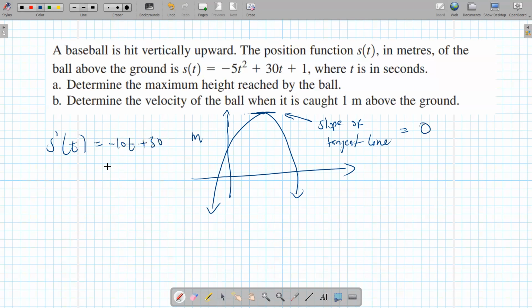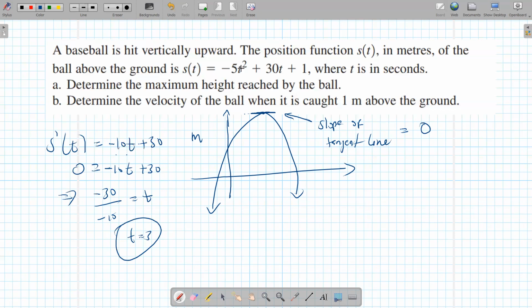But then we're trying to find what's the time. We know this is gonna be 0 because the slope at that point is 0, but we're more interested in finding the time. So negative 10t plus 30 equals 0. You have a linear equation. How do you solve this for t? Subtract 30, divide by negative 10, and then you will get 3. So when the time is 3, you'll have the maximum height.